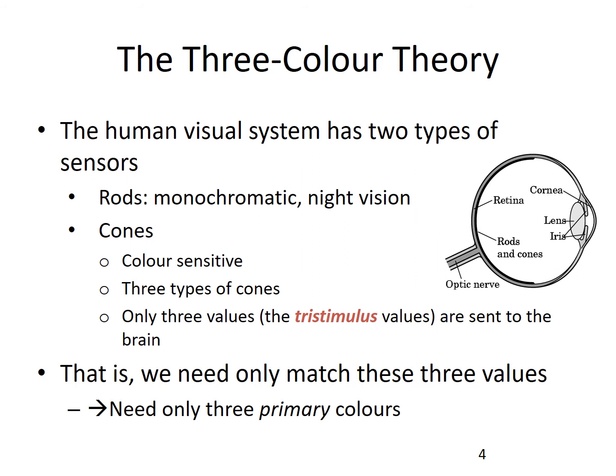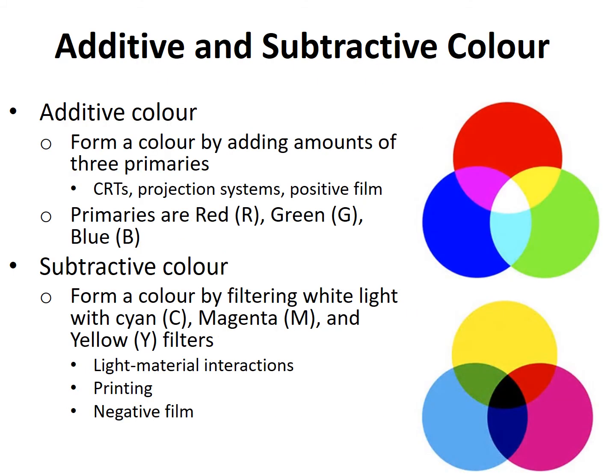Hence, if we want to produce a color image, all we need to do is to match these primary colors. We can form different colors by using the additive model or the subtractive model. In additive colors, a color is formed by adding amounts of three primaries. These are used in CRTs, projection systems, or monitors, and so on. These primary colors are the red, the green, and blue, as shown here. Different combinations of red, green, and blue will produce different colors.